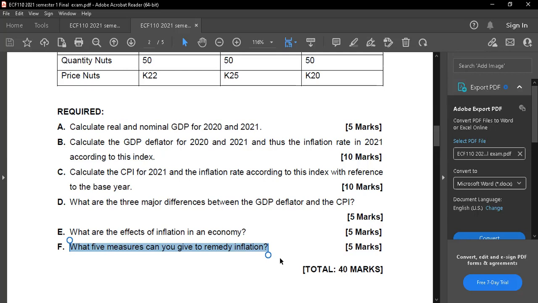You carry out contraction of fiscal policy, isn't it? So you can say reduce spending, increase taxes. Anything that will cause AD to fall will be a cure to inflation. If you're using cost push inflation, anything that will reduce the cost of production for the firm. So you can talk about better transport infrastructure. You can talk about lowering the minimum wage. Those things will lower the cost of the firm. Those are the things they're looking for, okay?